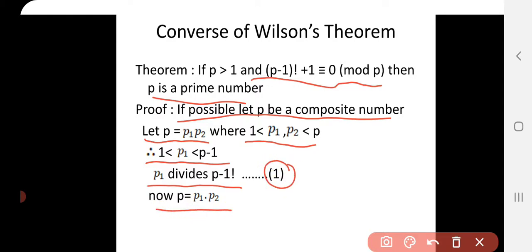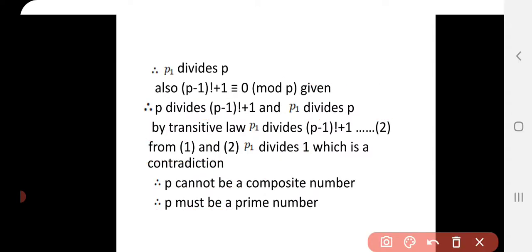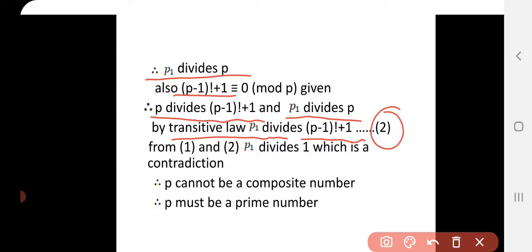Now, p equals p1 times p2. So p1 divides p. Also, (p minus 1) factorial plus 1 is congruent to 0 mod p, which is given. So p divides (p minus 1) factorial plus 1 and p1 divides p. By the transitive law, it follows that p1 divides (p minus 1) factorial plus 1. Call it equation 2.